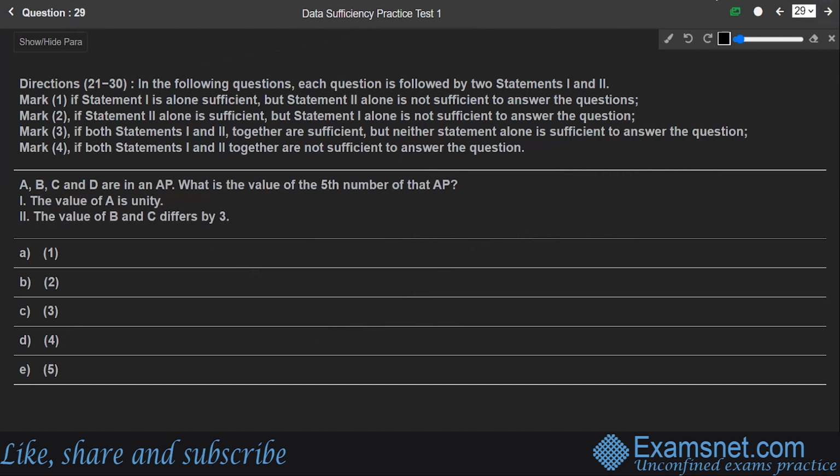Now, in the next question, he says A, B, C, and D are in AP, arithmetic progression. What is the value of the fifth number?